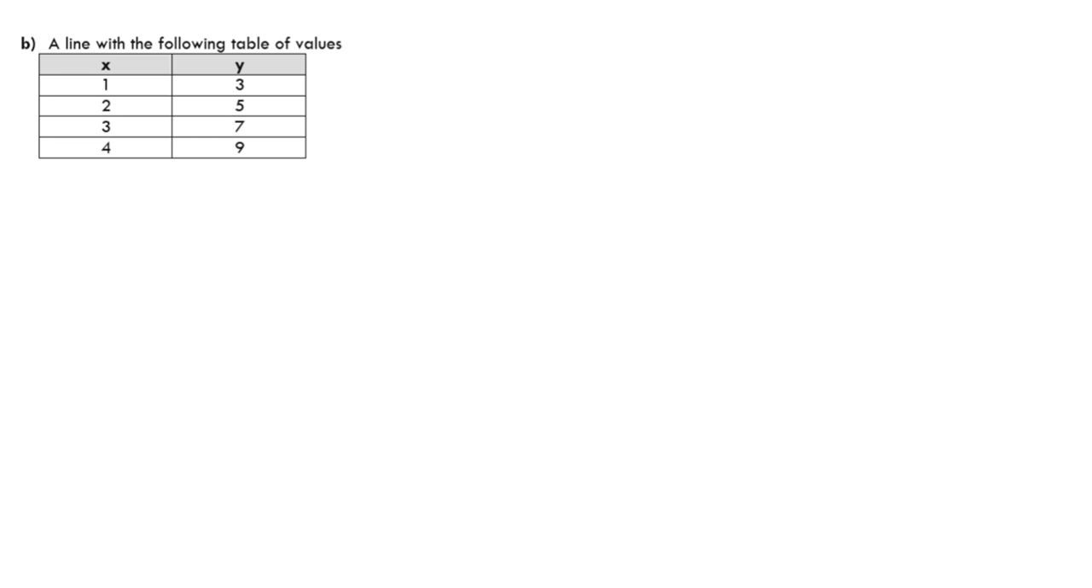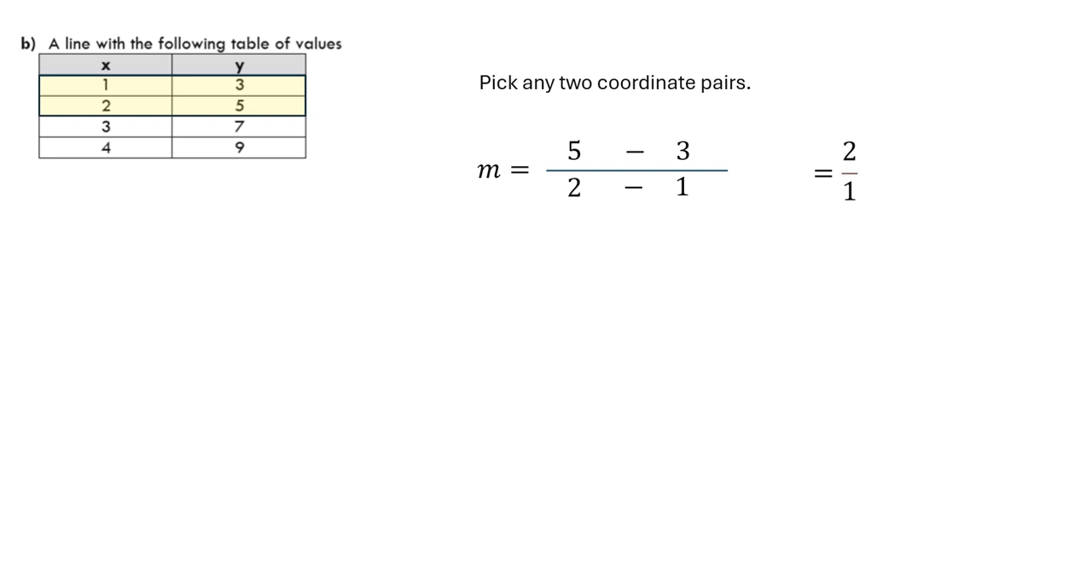In this example, we have a set of coordinates. We could take these points, graph them, and we would be able to draw a straight line that would pass through all of these coordinates. We can pick any 2 of these and just test them for slope. Let's take the first 2. Our slope will be 5 minus 3 over 2 subtract 1, giving us 2/1, which simplifies to 2.